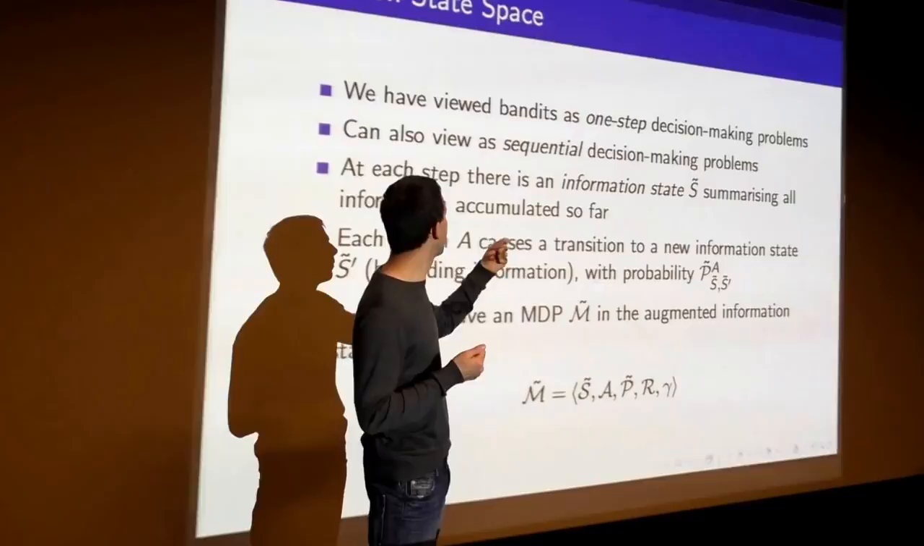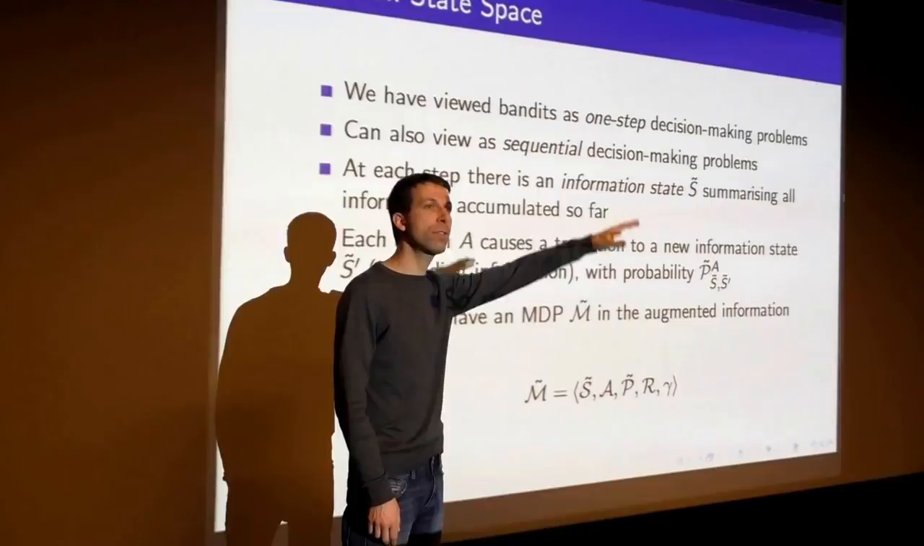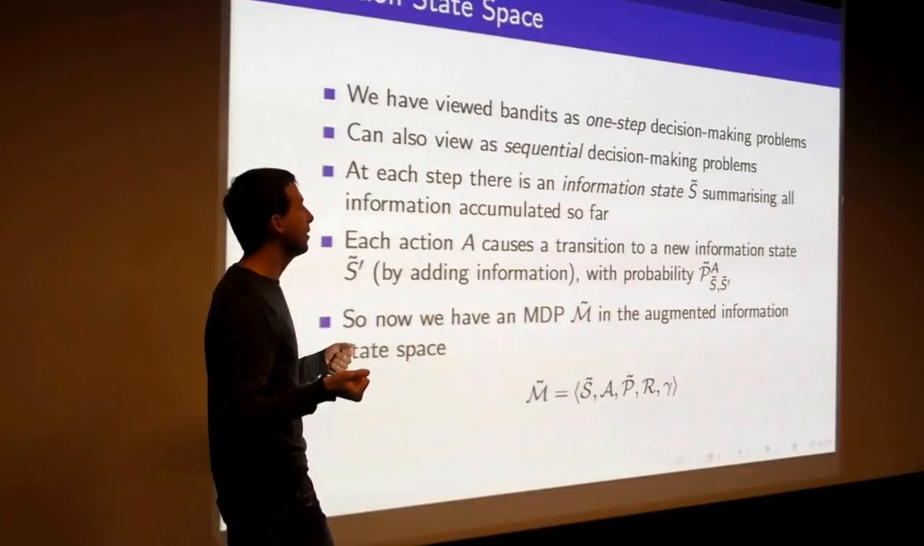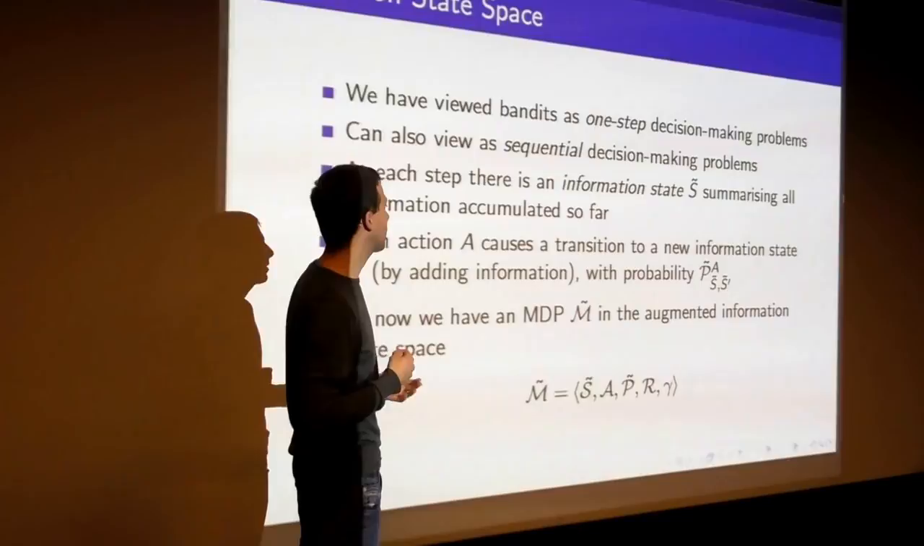So this summary we can think of as like, I've pulled this lever 3 times and this lever 5 times. That would be an example of an information state. And now what we're going to do is each time we actually take an action, it's going to transition us. We're going to have like an MDP with a transition probability that transitions us into some new information state.